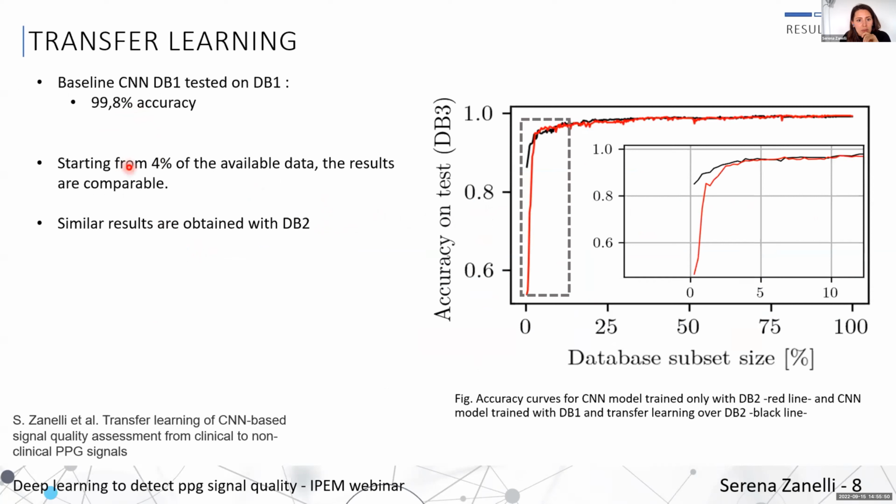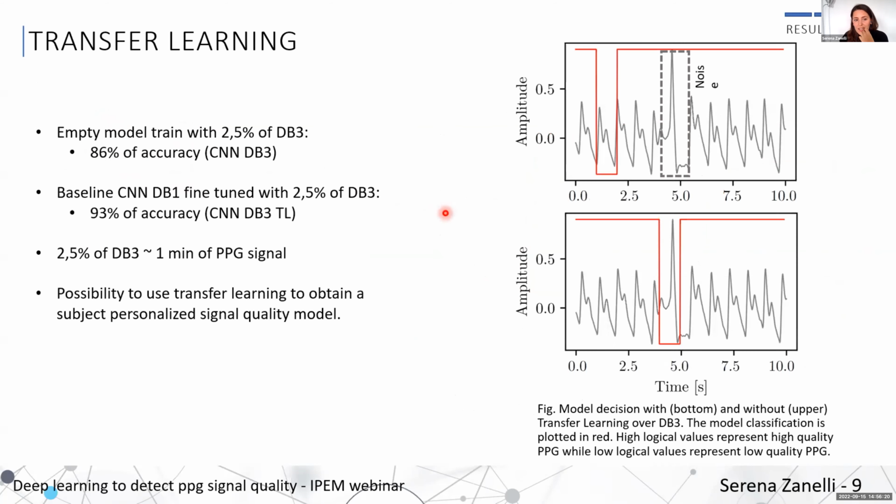So our model reached an accuracy of 99.8 on the main dataset, the clinical one, the one taken with PopMetre. And so what's the result? The result is that starting from 4% of the available data, the results between the fine-tuned and the original model are comparable, both for DB2 and DB3. So both for starting from the baseline model, clinical, to the non-clinical, so smartwatch and Envatica.